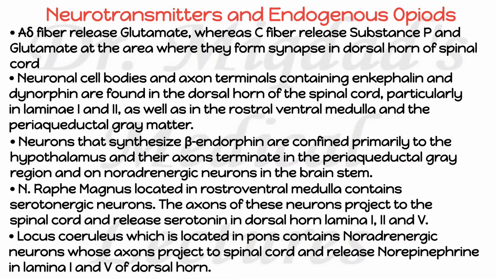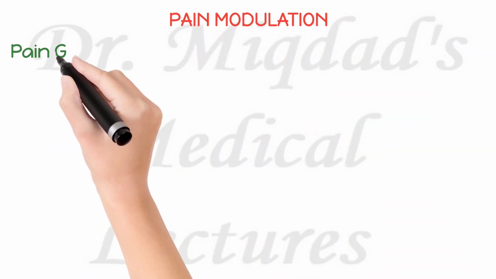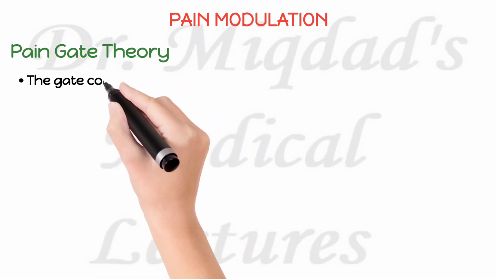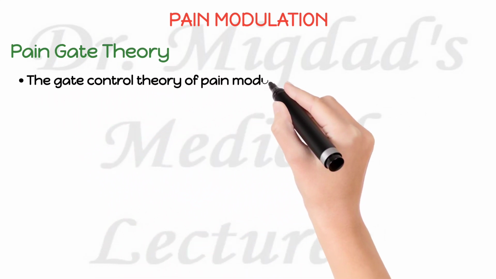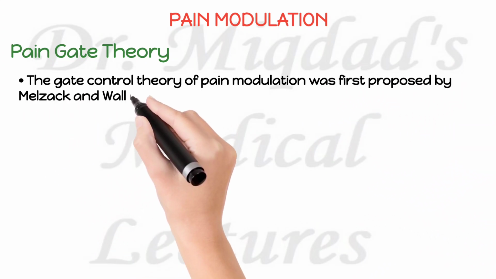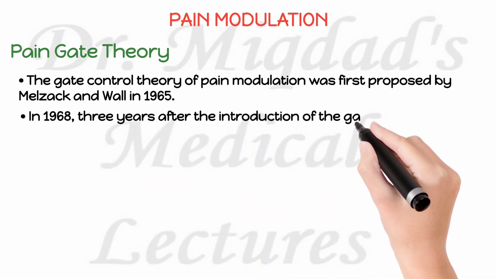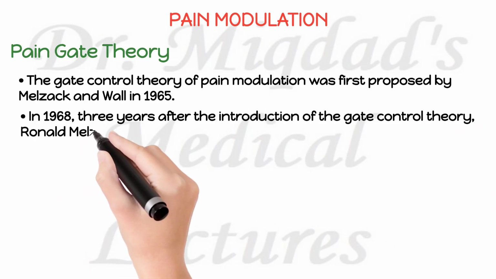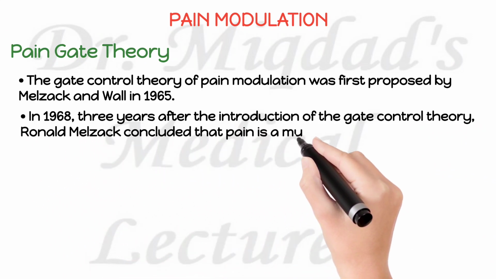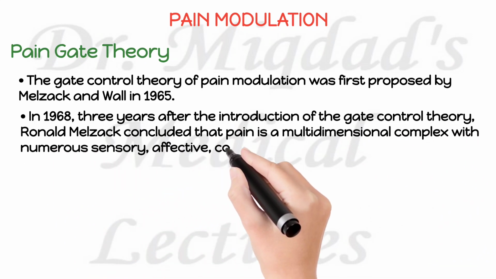Now, with this knowledge in mind, let's begin our discussion on pain modulation. Pain modulation can be better explained by the gate control theory, which was first explained by Melzack and Wall in 1965. Then in 1968, 3 years after the introduction of gate control theory, Ronald Melzack concluded that pain is a multi-dimensional complex with numerous sensory, affective, cognitive and evaluative components.